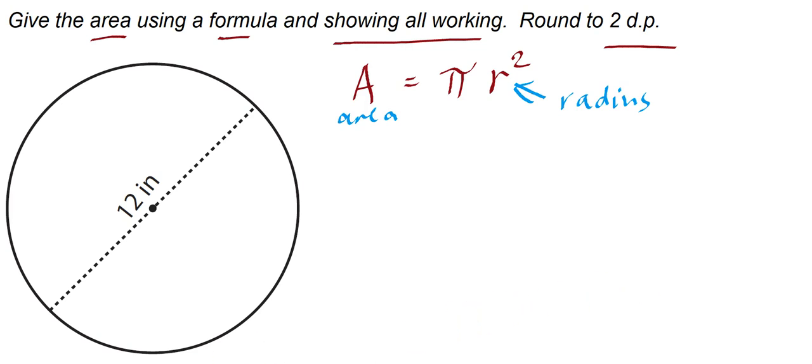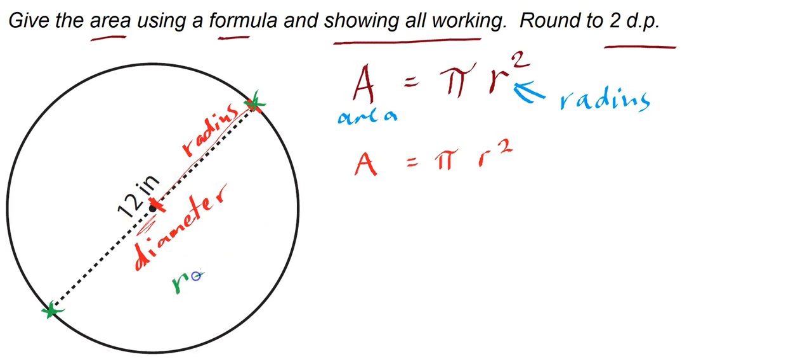In this particular case, I'll just rewrite the formula here. A equals pi r squared. We're given some information here, but it's the information for the diameter. We don't need the diameter so much as we need the radius. The radius, from here to here, is half of the diameter, which runs from here over to here. So if I've been given the diameter, I just halve it. Half of 12 equals 6, right? So I know that the radius equals 6.